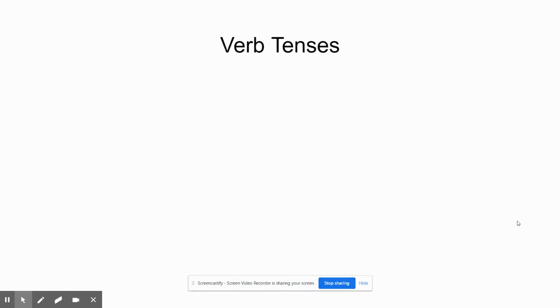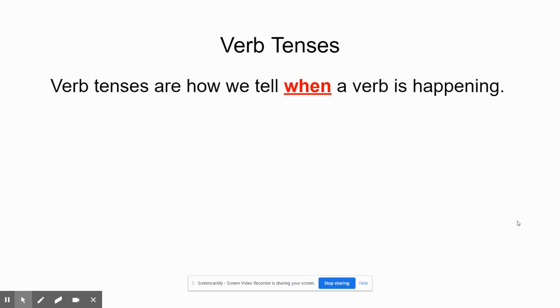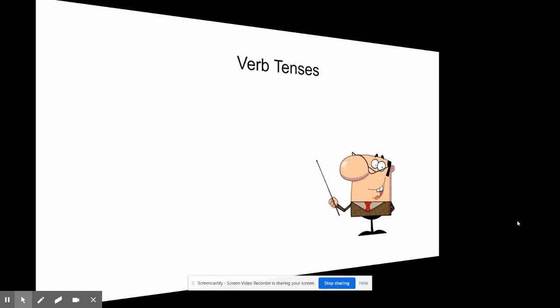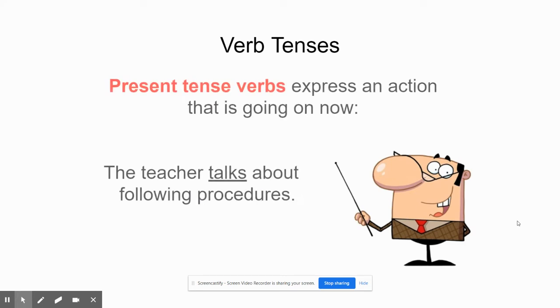Now let's talk about those verb tenses. Verb tenses are how we tell when a verb is happening. We are going to focus our work on three tenses: past, present, and future. Let's start with present tense. Present tense verbs express an action that is going on now.